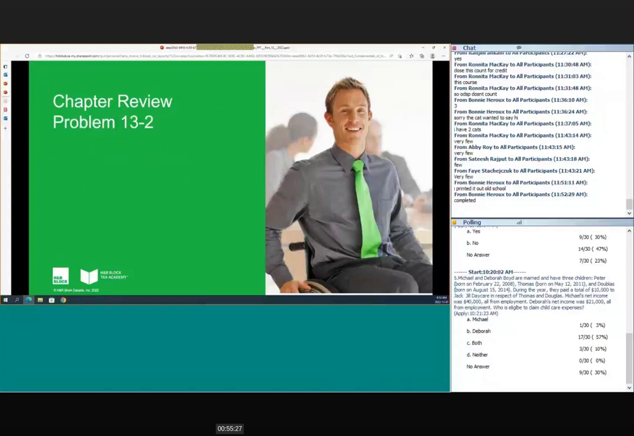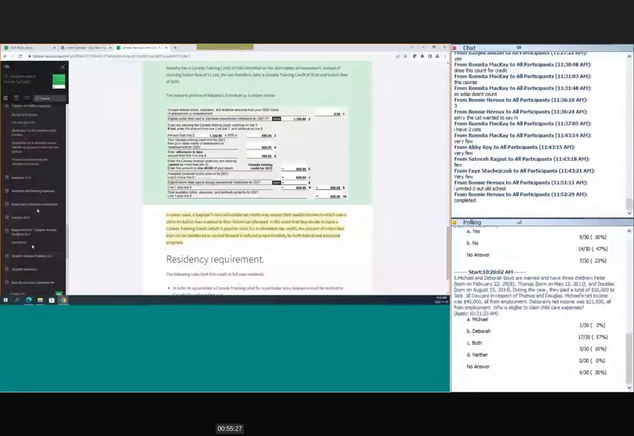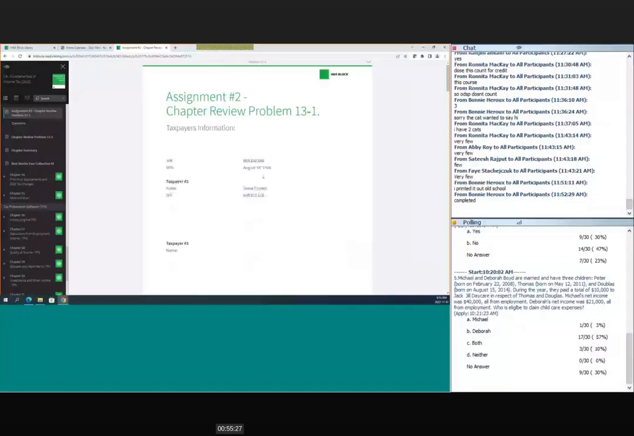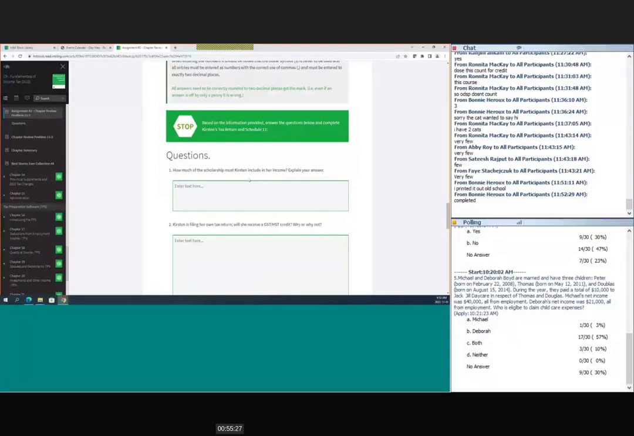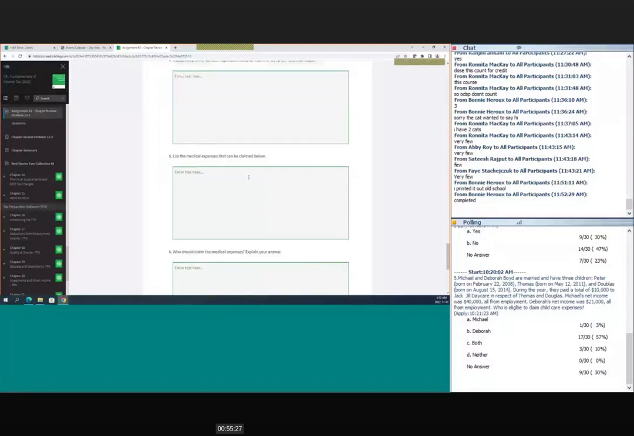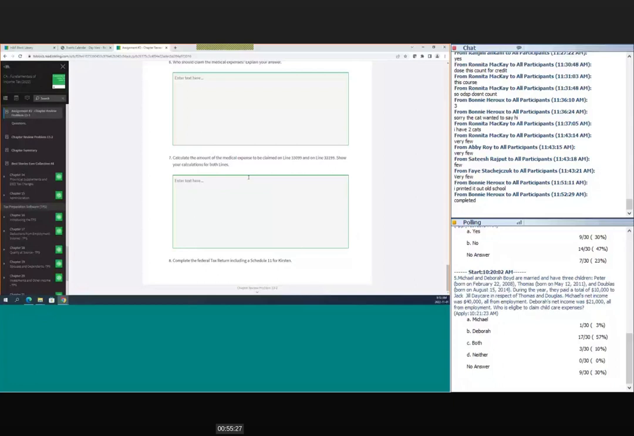If there are no other questions on the assignment, then we'll go to the chapter review problem 13.2. So let me find it in the textbook again. Here we go, 13.2 is here. And again, pay attention to the requirement. They're asking you to answer the questions and complete the federal tax return for Kristen, including the Schedule 11.